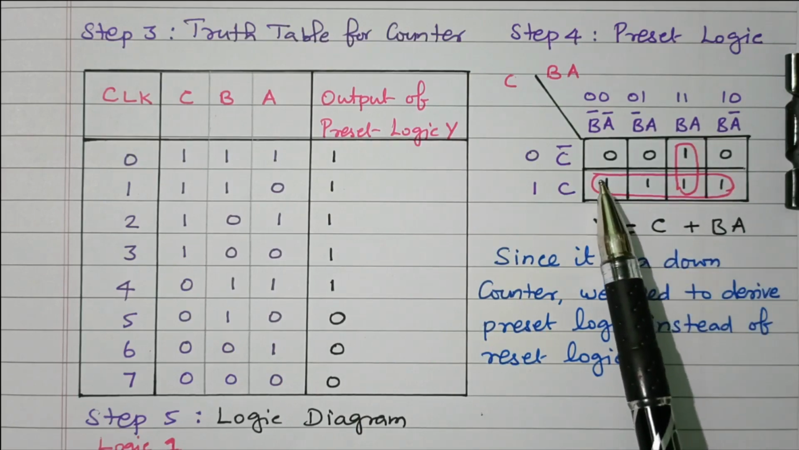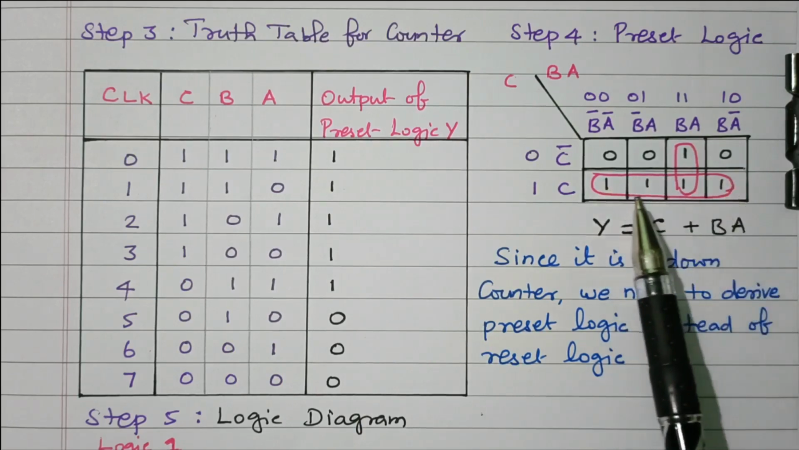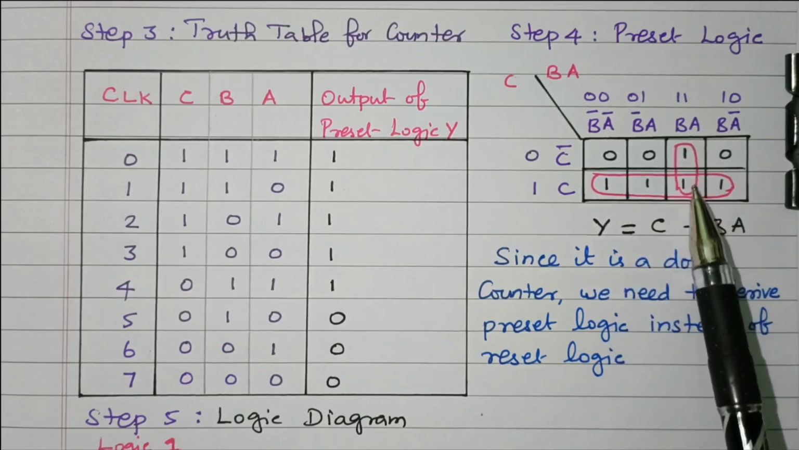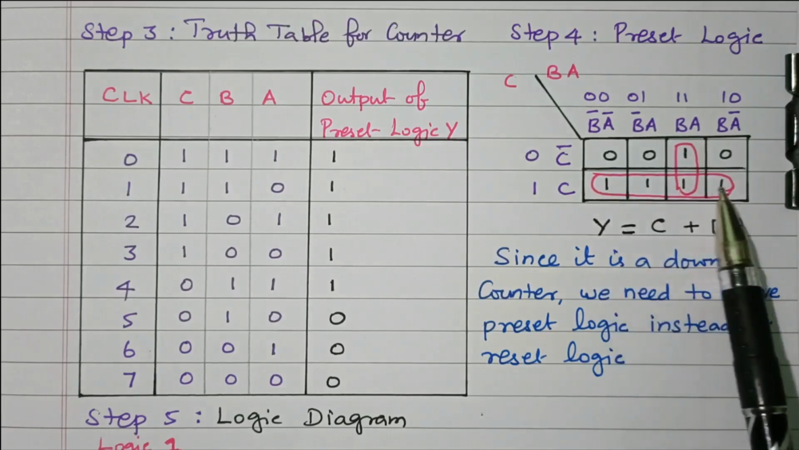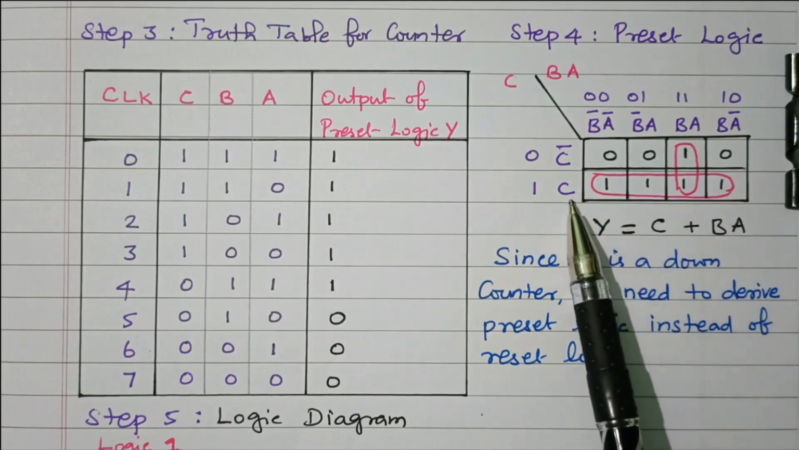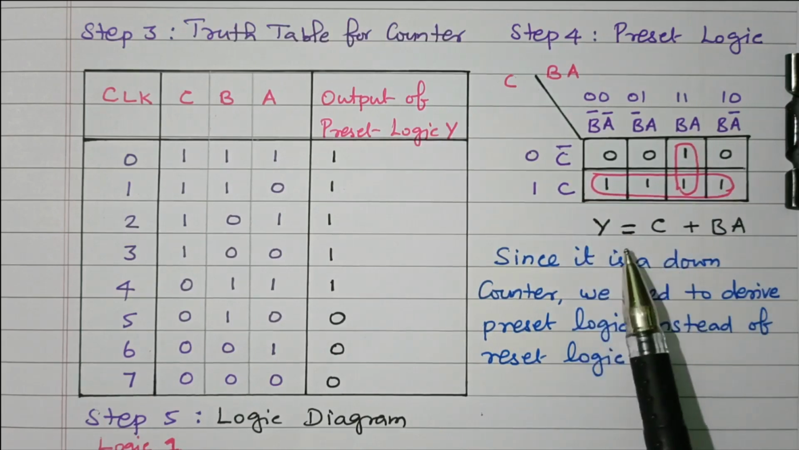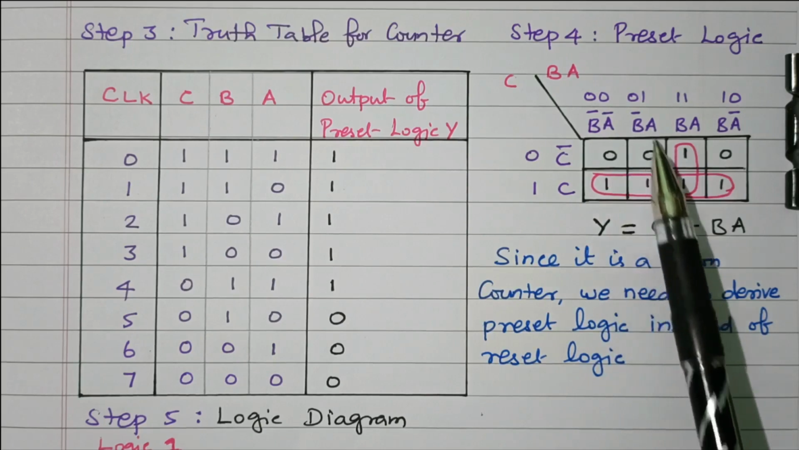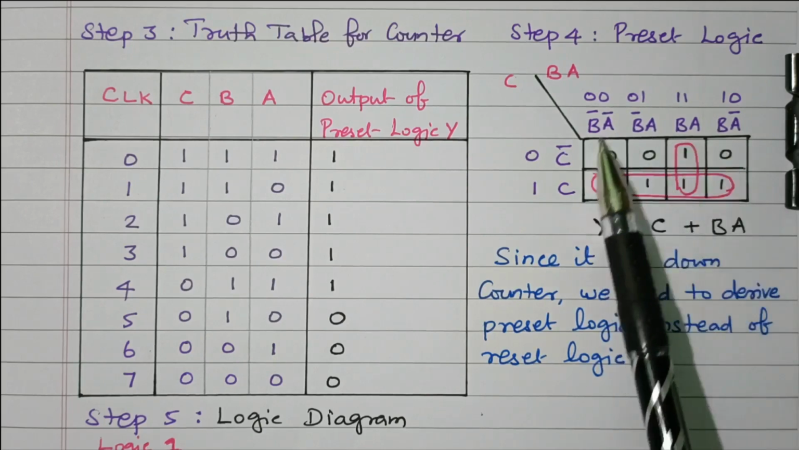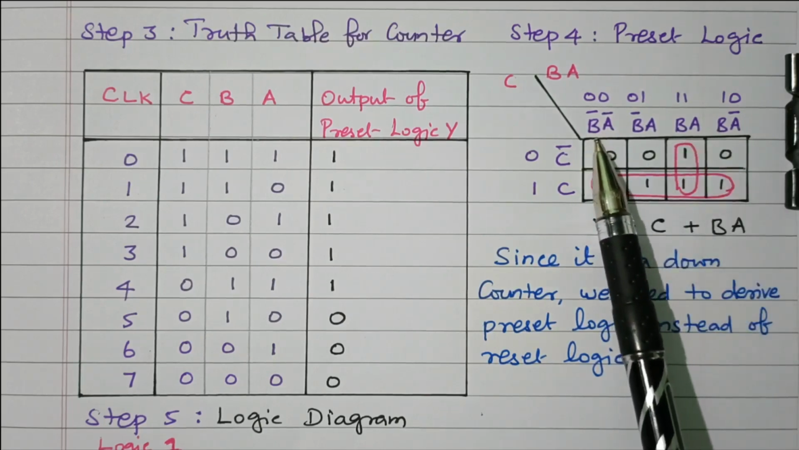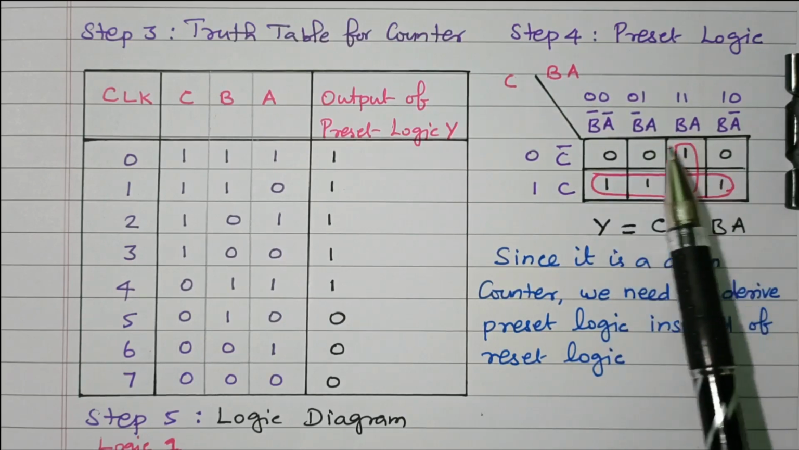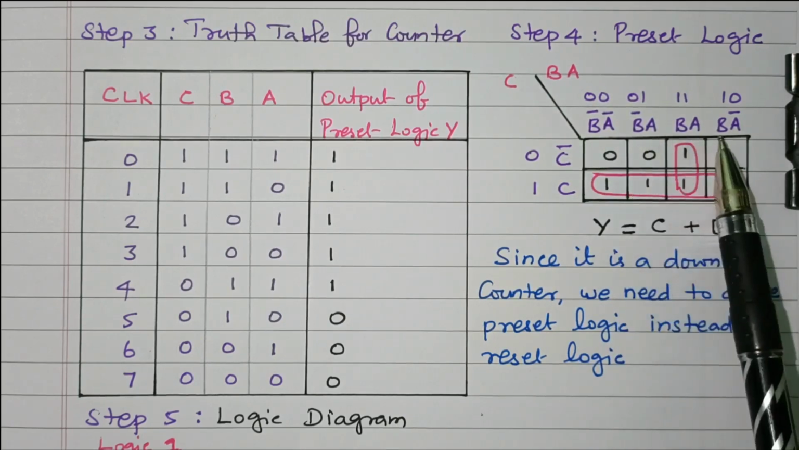Now we need to group these. These 4 cells are grouped together, and these 2 cells are grouped together. While grouping these 4 cells, we refer to the corresponding row, which is C. Similarly, for the columns, all 4 columns are covered. So B bar A bar is cancelled by BA, and B bar A is cancelled by BA bar.